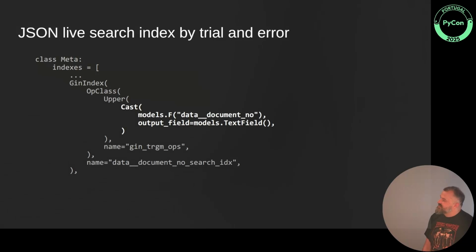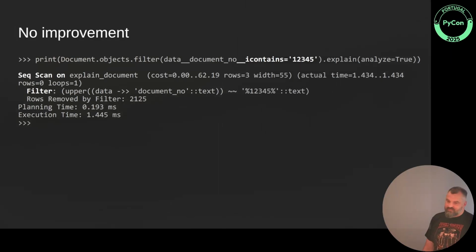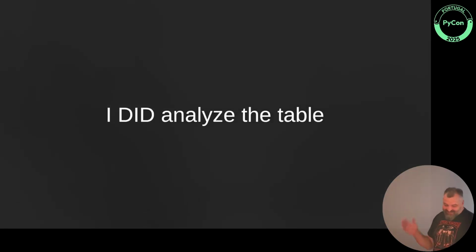Let's do that. And to be honest, I did this by trial and error. You write something in Python, you try to run it, it says, oh no, something doesn't work in Postgres, so I found out that you need to do the cast thing. And Python itself doesn't tell you anything about this. So I did the index. It still doesn't work. Any ideas? No. That's a trick question. So yeah, I did analyze the table.